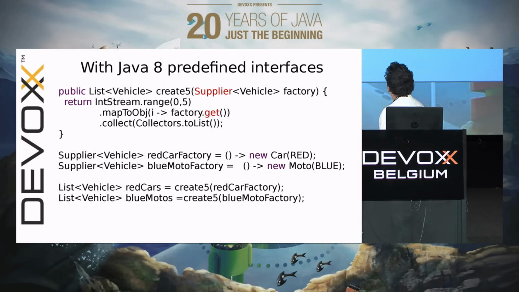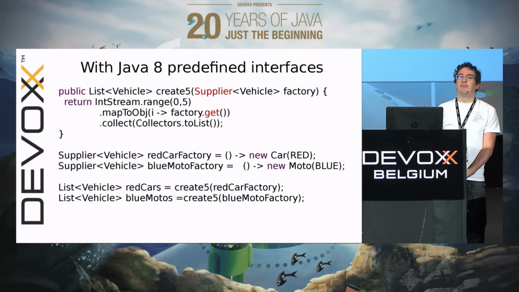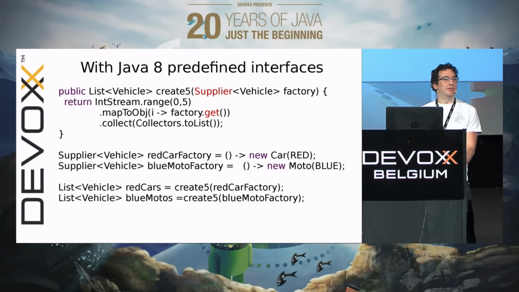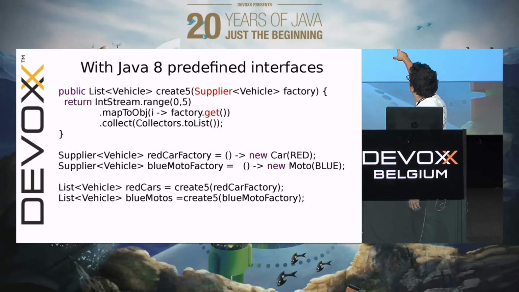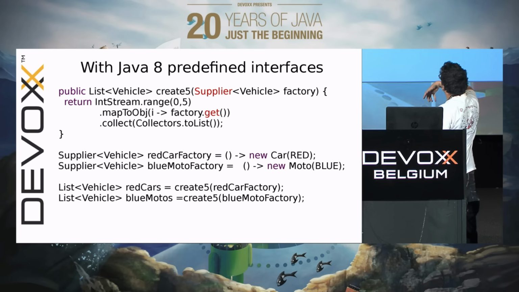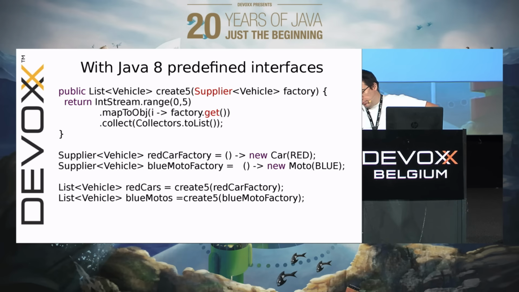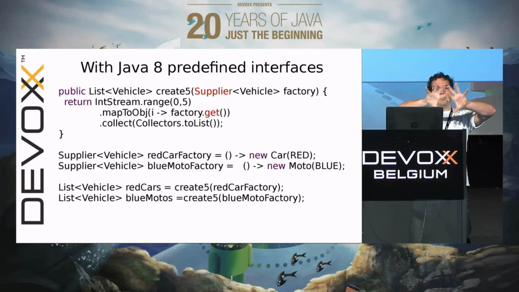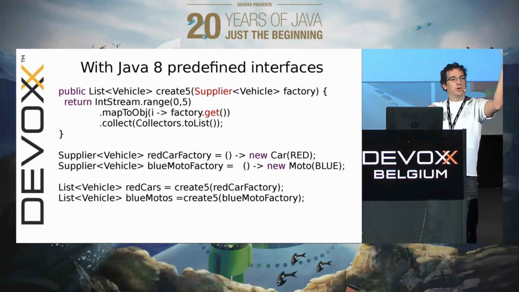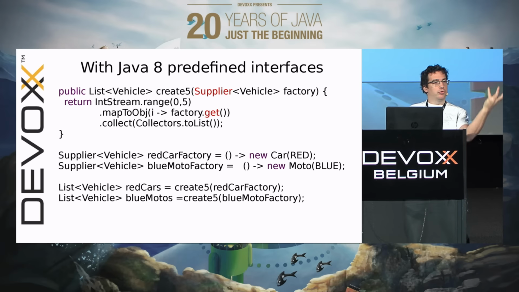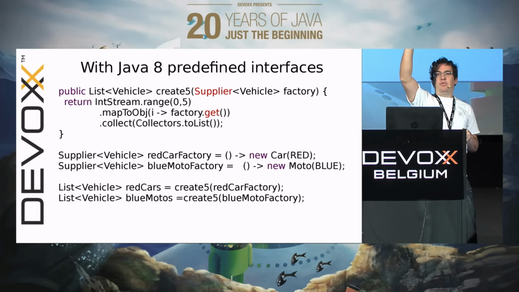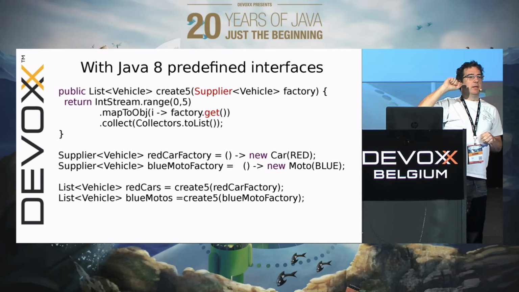If I take a look at the code, I can factorize the code a little more. Here, I have something that creates a new car and puts red on it. I can separate it in two parts. I have a first part which is I want to create a car or I want to create a moto, and another part which is say this thing will be red or this thing will be blue.